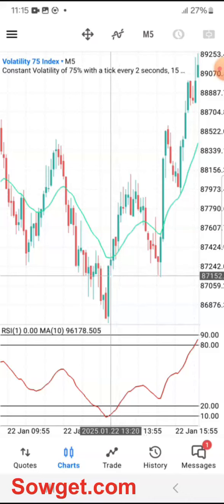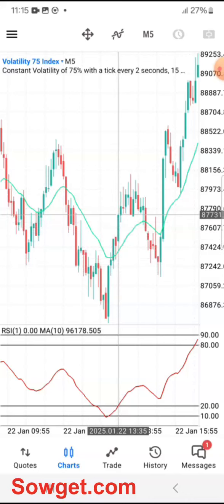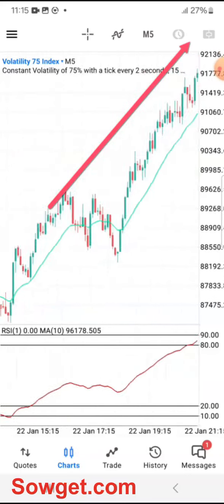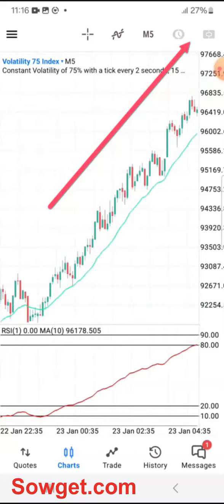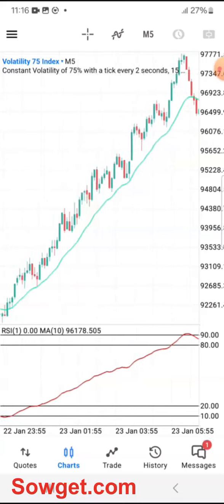Let's say you have taken this trade at this point here. I'll just mark it on the chart. If you have taken this trade, then you can see how the market went up. You can see how high the market has gone. So this is how you get your accurate trades for a buy trade.